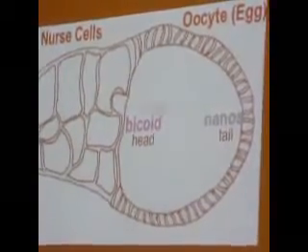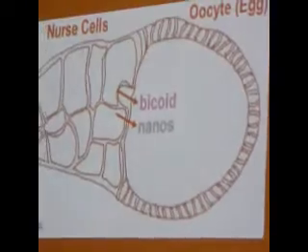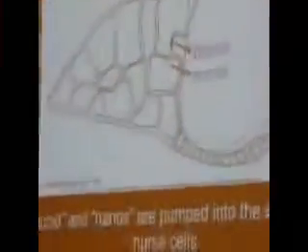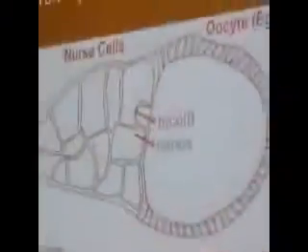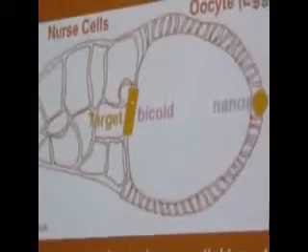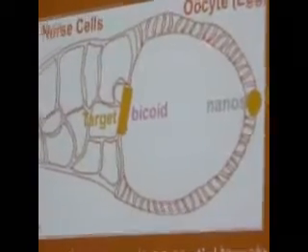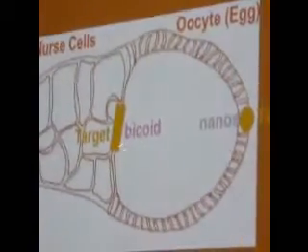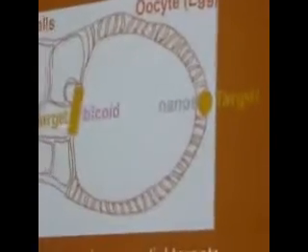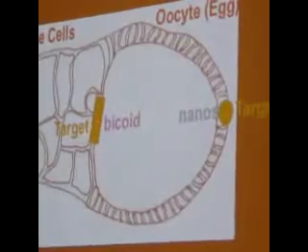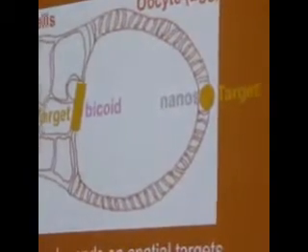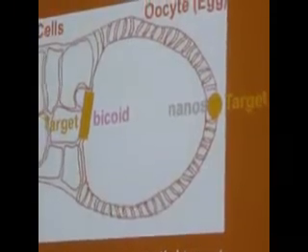Initially, bicoid and nanos are pumped into the egg by the nurse cells. How do they end up in the right places? They end up in the right places because there are targets in the surface of the egg already there before the pumping takes place. And the bicoid sticks basically to this target, and the nanos sticks to that target. So the head and tail were already determined before these products were pumped into the egg.